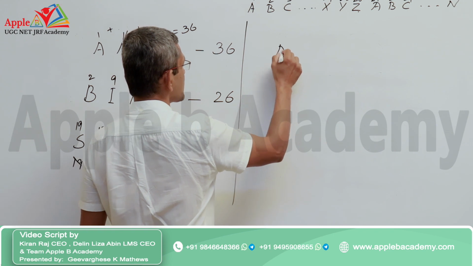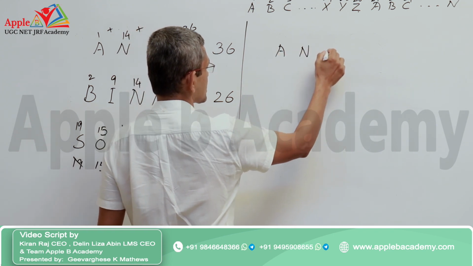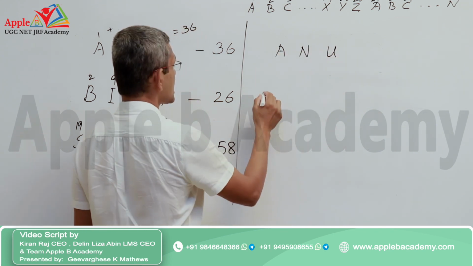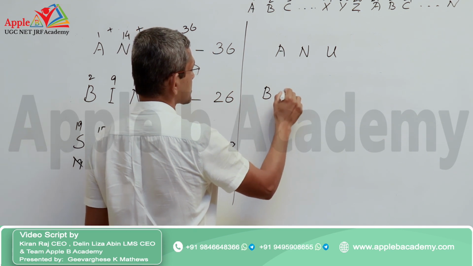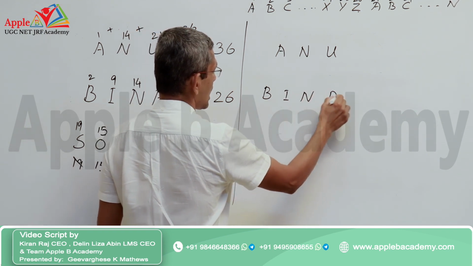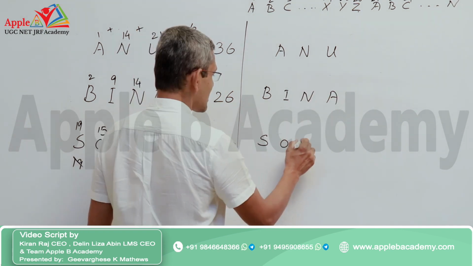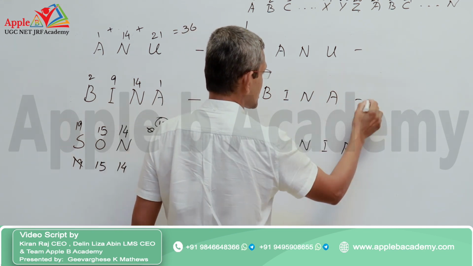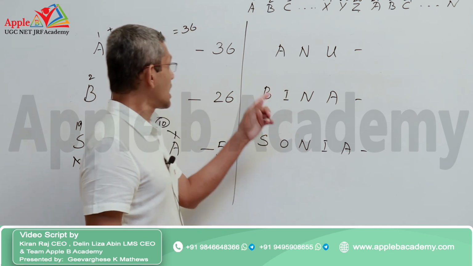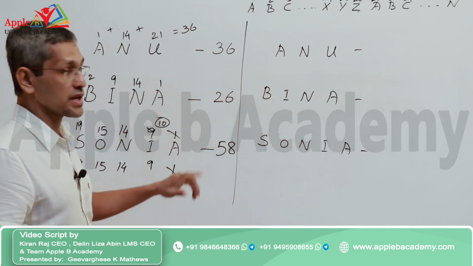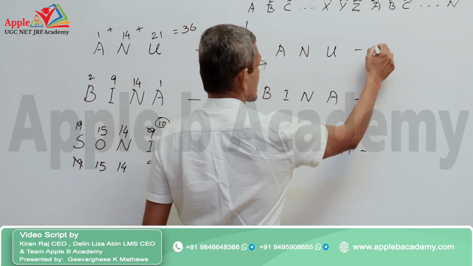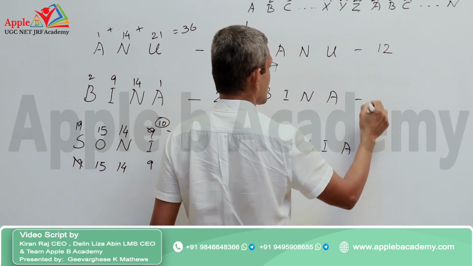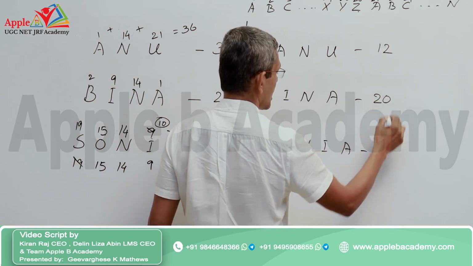Okay, so now we'll take one more example using this type of question. We'll use the same persons, same names, Anu, Bina and Sonia. So here it's going to be different this time. Earlier it was 36, 26, 58. Now let's say this is 12. And this is 20.